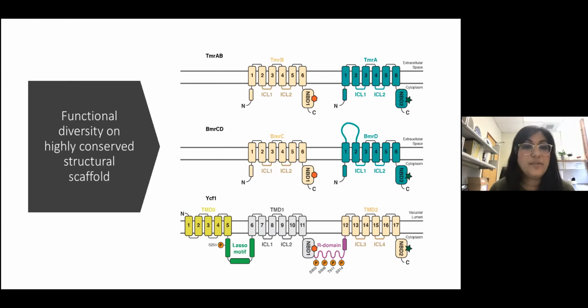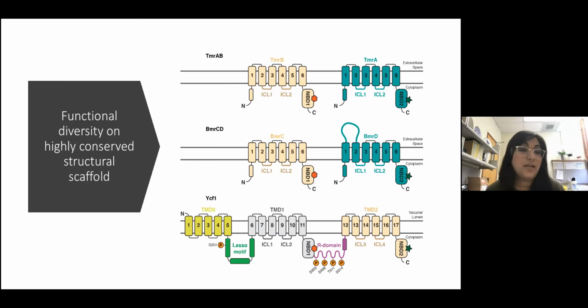And when you compare the topology here, you can see that BmrCD and Ycf1 have unique modifications to this conserved core. BmrCD has this extracellular insertion loop between TM1 and 2 that spans about 100 amino acids. And Ycf1 has this really unique topology in which it has an accessory transmembrane domain, and it also has loop region insertions on the cytoplasmic side. And these have been characterized previously in systems like CFTR. The structural homology of Ycf1 to CFTR is almost identical in that it has these accessory domains called TMD0, Lasso motif, and R domain.